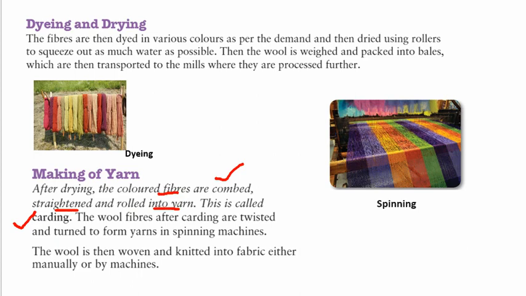And the wool fibers after carding are twisted and then turned to form the yarn in the spinning machine. If you have ever visited a factory where they make denim jeans, you can understand this yarn-making process in depth. I am attaching that process here also, so you have to watch that video and then clear your doubt. Now the wool is then woven and then knitted.